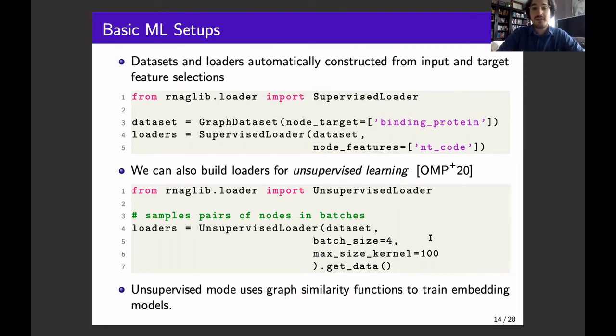If we don't have enough data, or if we wanted to simply train a model without a supervised target, we've implemented some self-supervised learning functions that are published here, which basically iterate over the data set in pairs of nodes and compute similarities. Using those similarities, we actually output a model that embeds RNA 2.5D substructures, so kind of in a similar manner to Word2Vec or even Protein2Vec.